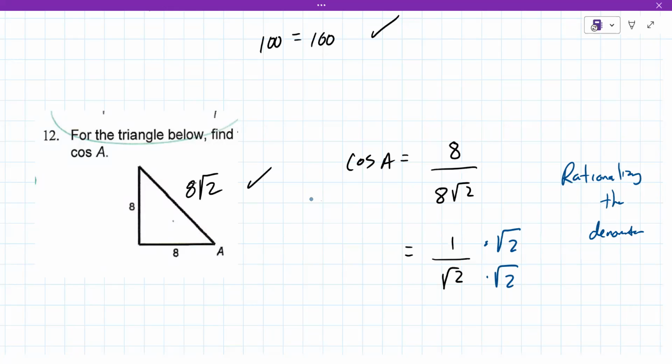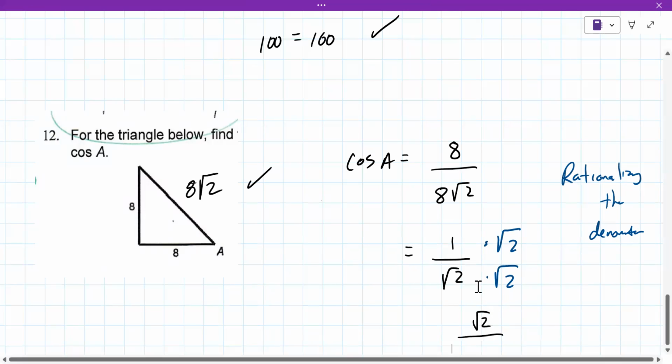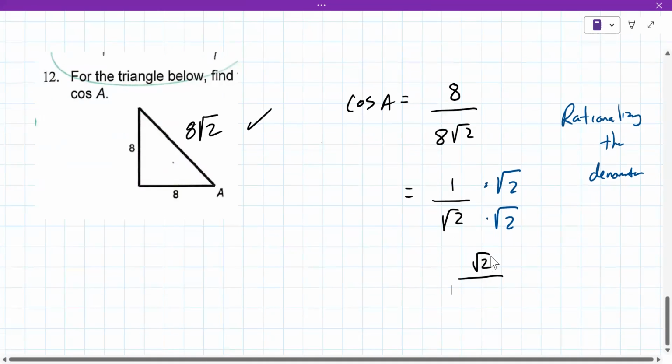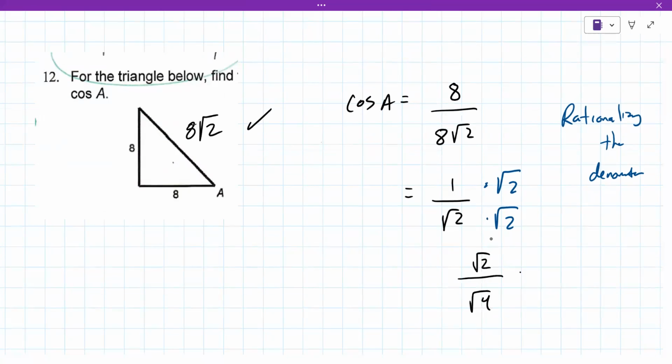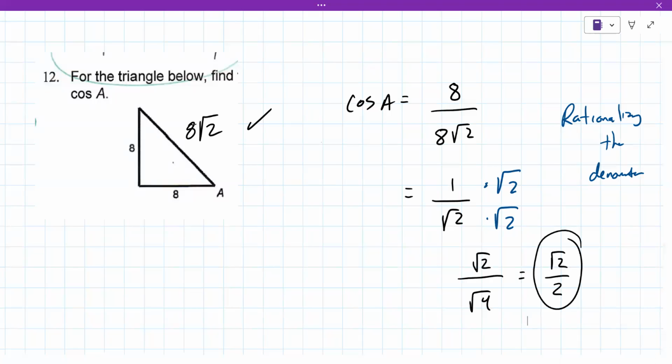Wouldn't that just switch the spots, like put the square root on top? Square root on top, but then what is square root of 2 times square root of 2? Square root of 4. Square root of 4 is 2. Okay. So that little bit is what the teacher was looking for, the final point or two for that.